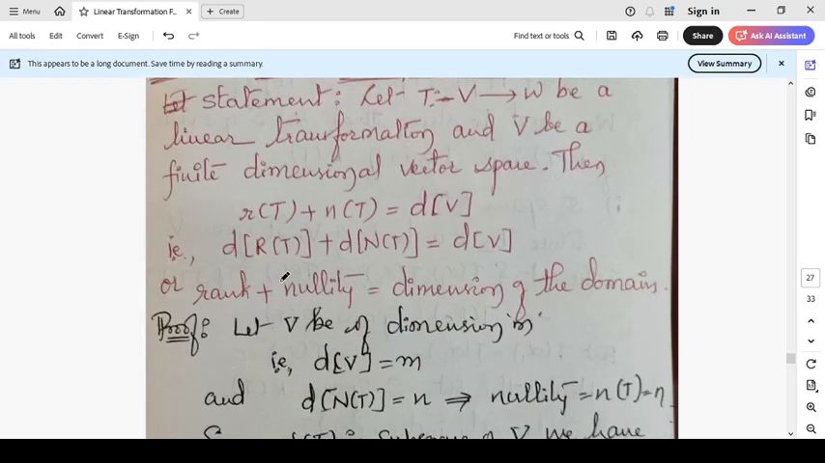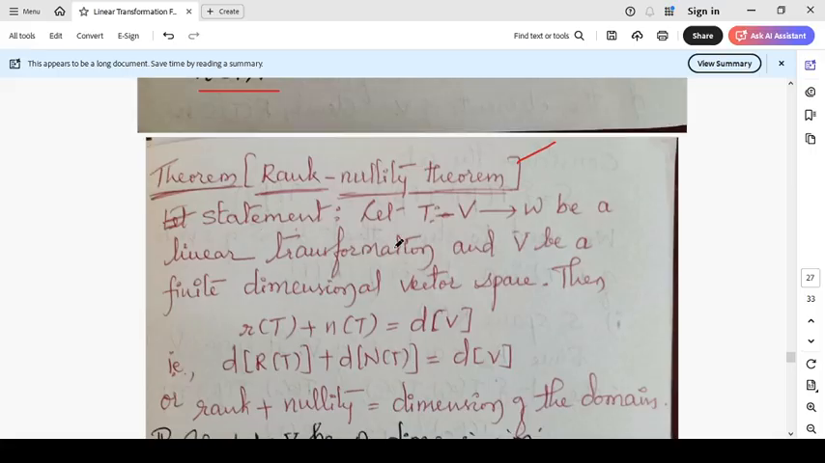Yes, now we'll discuss an important theorem, the rank nullity theorem. Definitely there will be a question, so you should remember and practice this theorem, and they will ask one example.